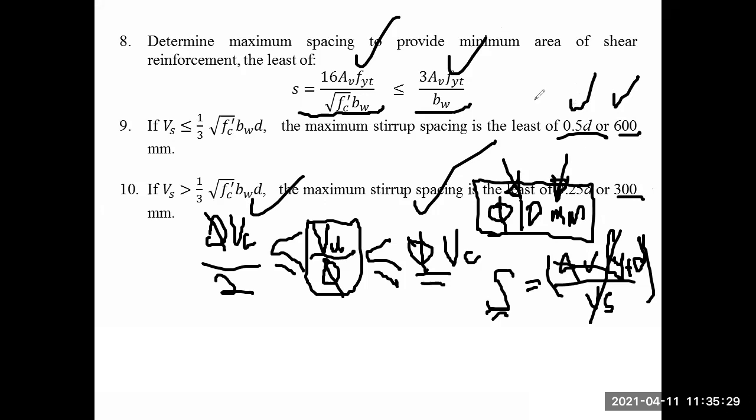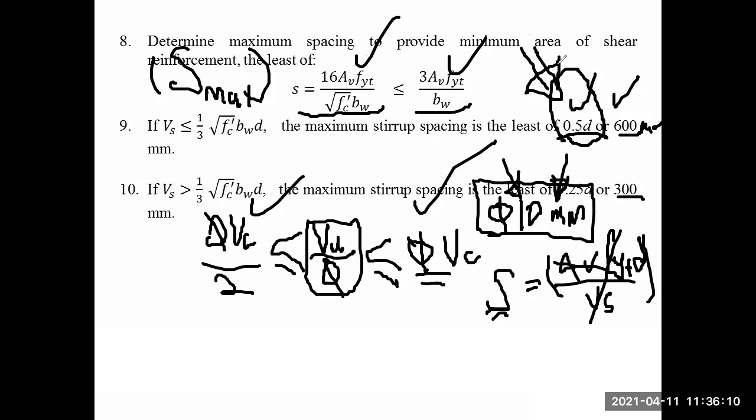Which one will we choose for S max? Always when you ask for S max, you choose the least. So you calculate this, this, and this, and you have 600 millimeters, which you don't need to calculate. So you choose the least. Which one gives you the least amount of spacing? Is it this one? Choose this one. Most likely it is this one, but not always. Not always.